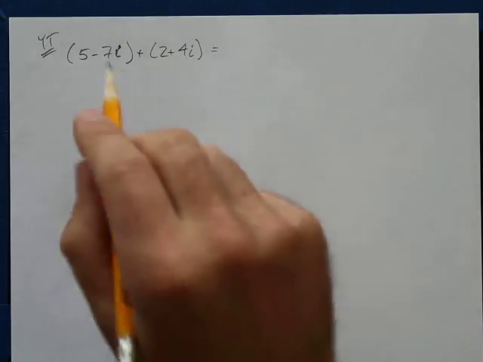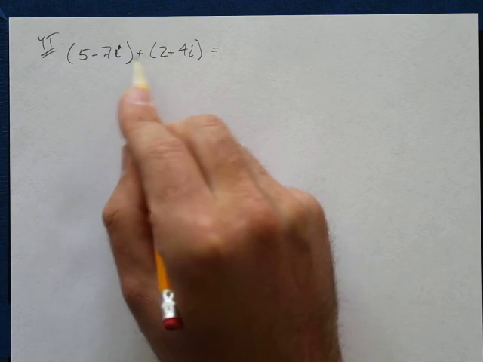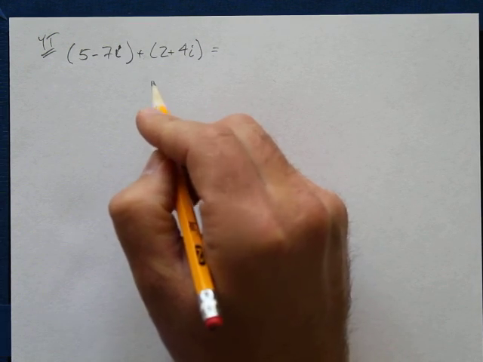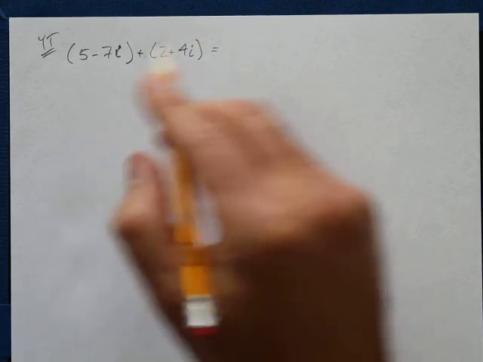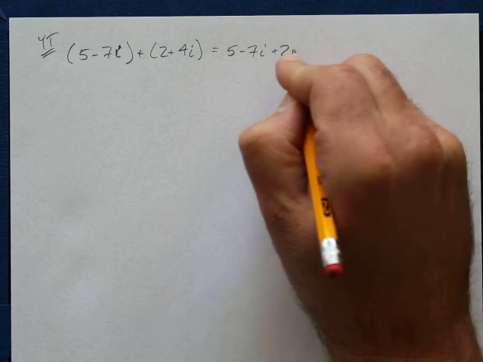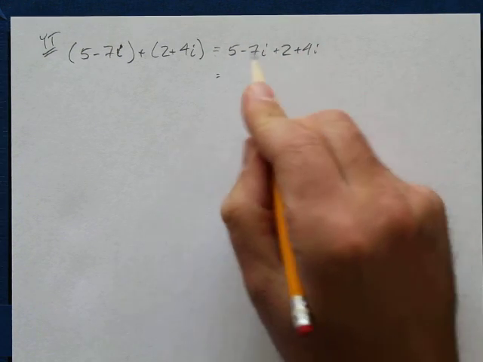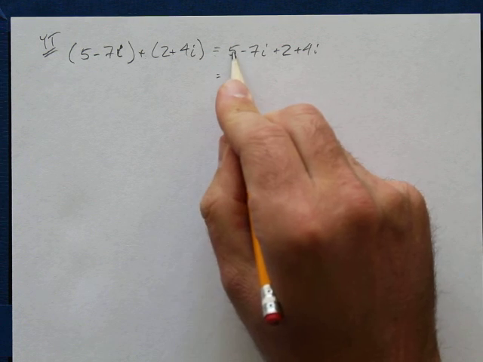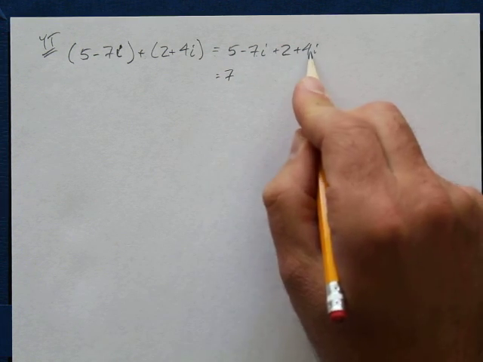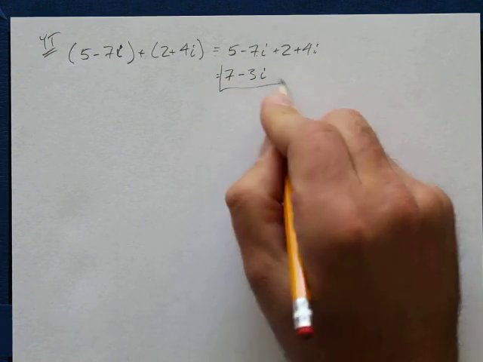All right, welcome back. When I add these two binomials together, I can just ignore the parentheses now because I'm adding them. So this is just 5 minus 7i plus 2 plus 4i. And I'm going to combine like terms. 5 plus 2 is 7, negative 7i and 4i is negative 3i. And that is my answer.